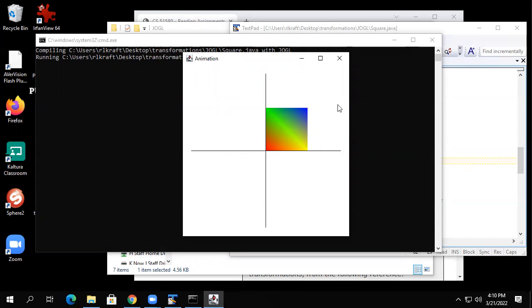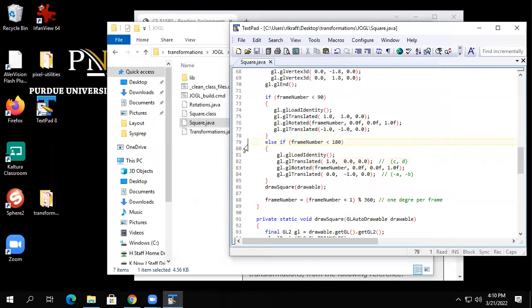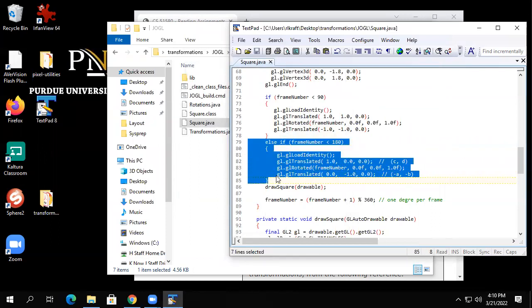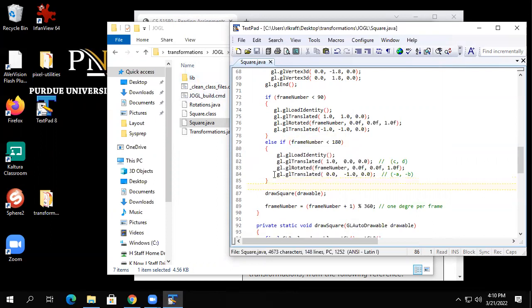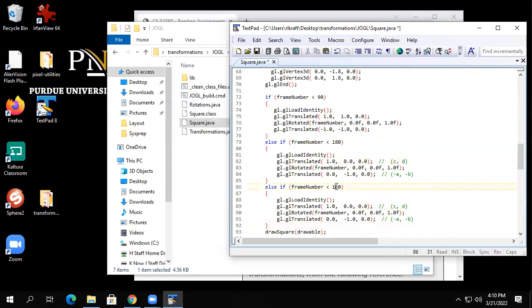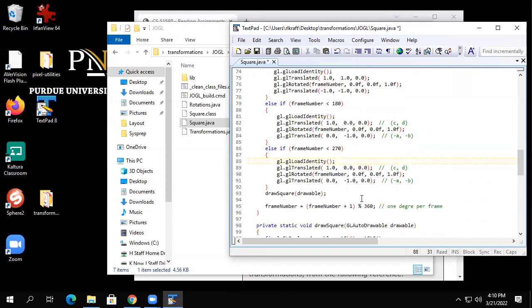Actually, what do you think? We rotated around this point, this point, yeah, then this point, then it's kind of like walking around the square. But okay, so now we need another block of code for angles less than 270. Now, angle and frame number are the same thing here. I kind of kept it simple by keeping frame number and angle the same. Make sure we start with the identity matrix.